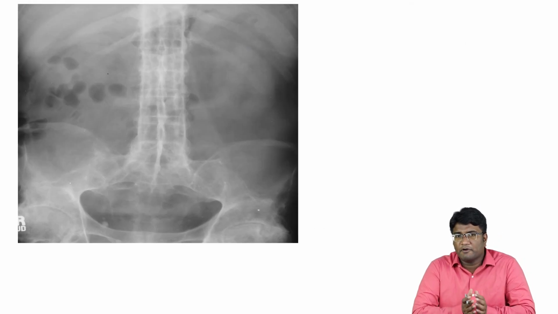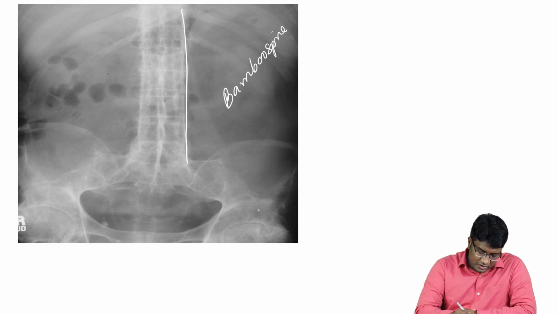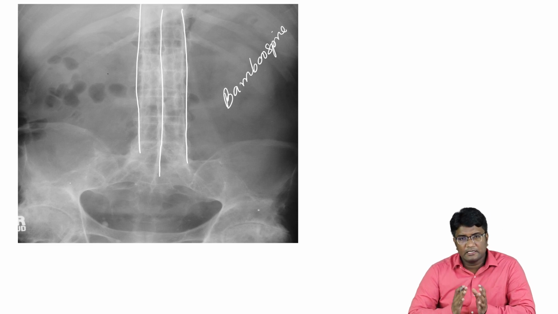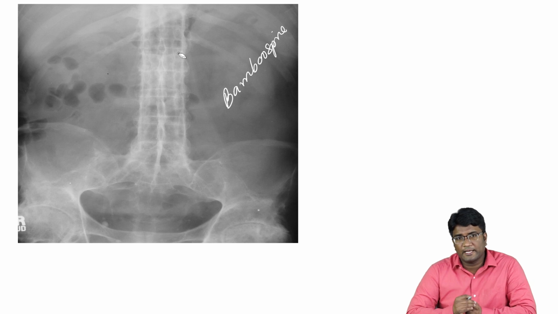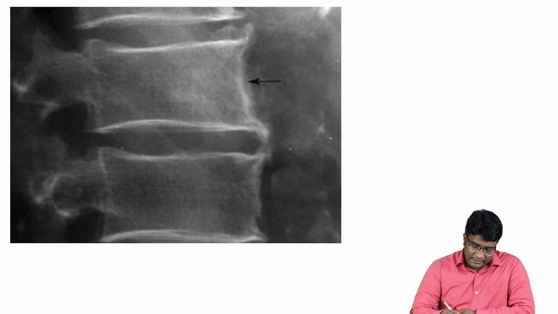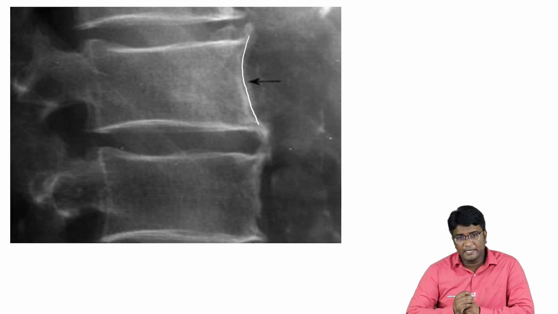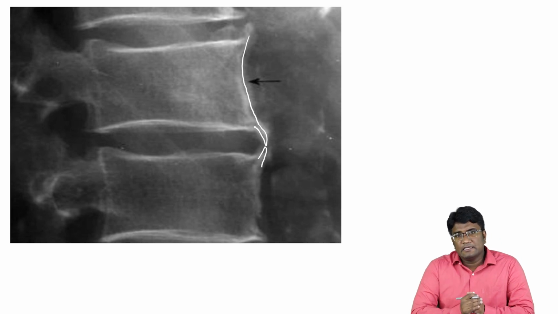Another good example of a bamboo spine here, you can see the ossification of the intervertebral discs, right? You are seeing the peripheral ossification of the intervertebral disc, the dagger sign. Along with that, you get this appearance of a bamboo spine in ankylosing spondylitis. The important feature of ankylosing spondylitis is mineralization of the anterior longitudinal ligament. Along with that, there are also these vertical syndesmophytes, right?